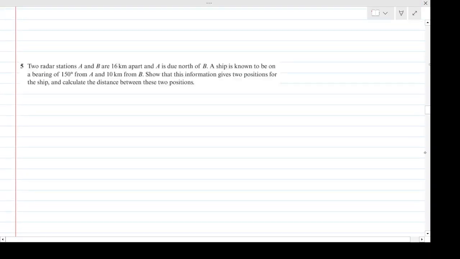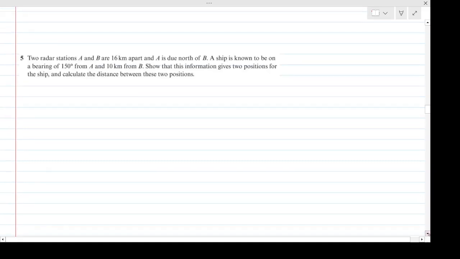Let's look at another example. Here we are told two radar stations, A and B, are 16 kilometres apart and A is due north of B. A ship is known to be on a bearing of 150 from A and 10 kilometres from B. Show that this information gives two positions for the ship and calculate the distance between the two positions. Okay, so you're probably thinking, what on earth is going on here?